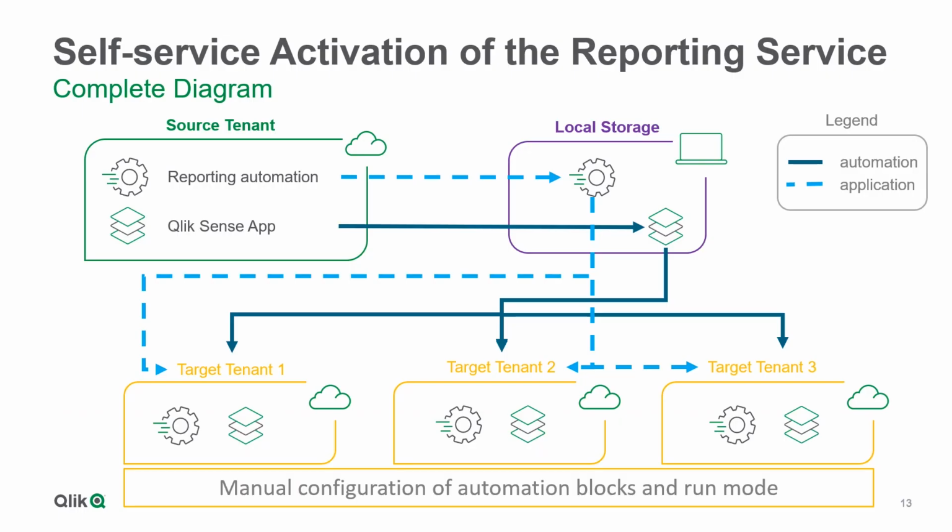So this is a complete diagram of the self-service model. The reporting automation and the Qlik Sense application sourcing the automation always reside in the source tenant. And whenever a customer wants to manually activate the reporting service, we should trigger the process that deploys the content from the source tenant to the target tenants. Then it requires that the user has access to the hub, because the reporting automation will be deployed on the personal space of the user requesting the activation.